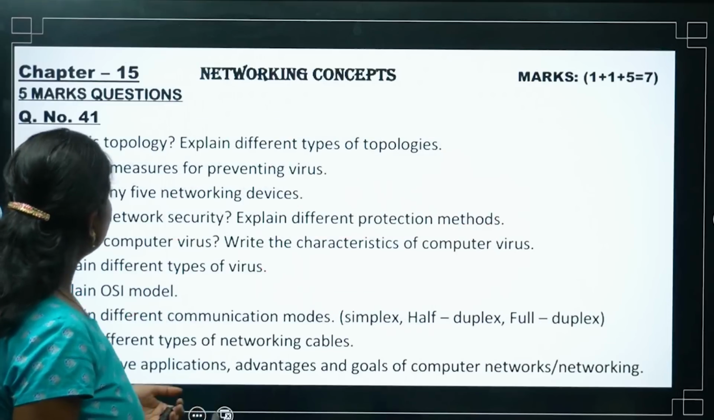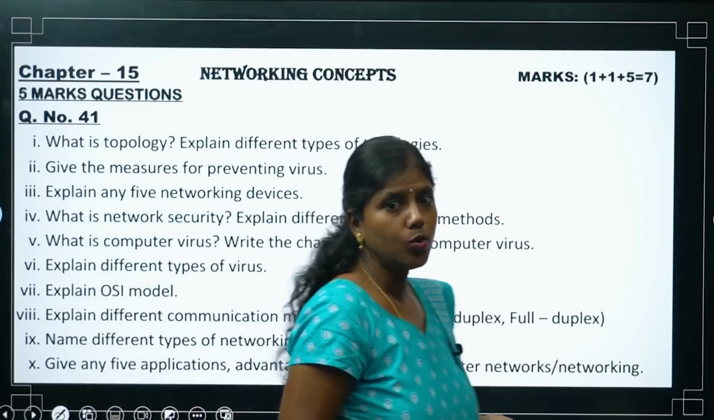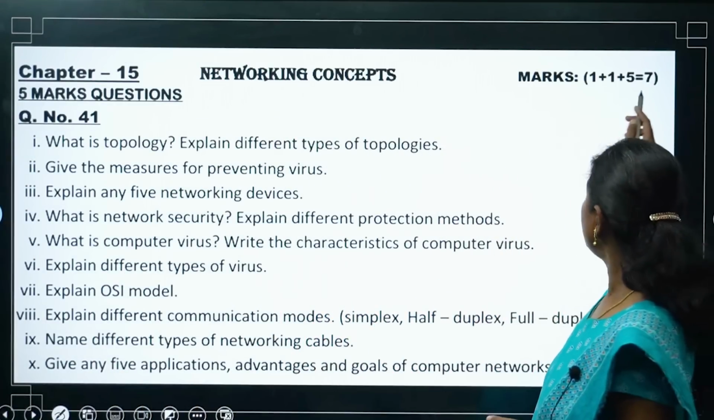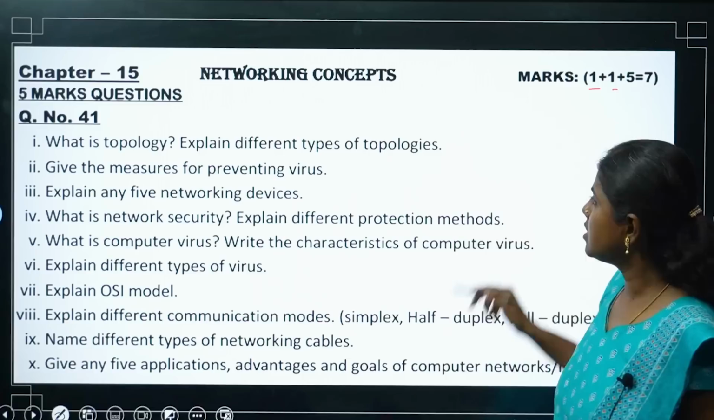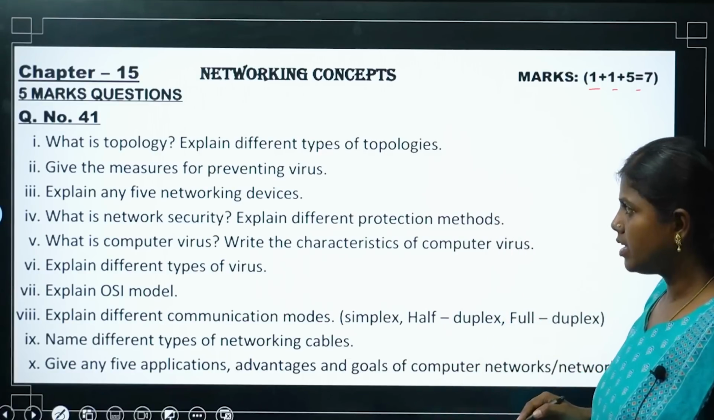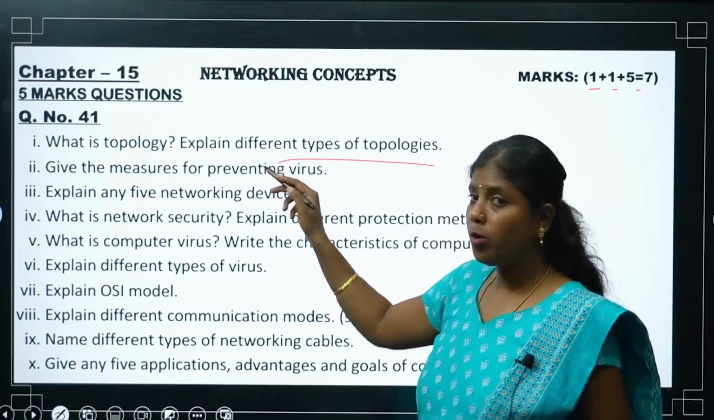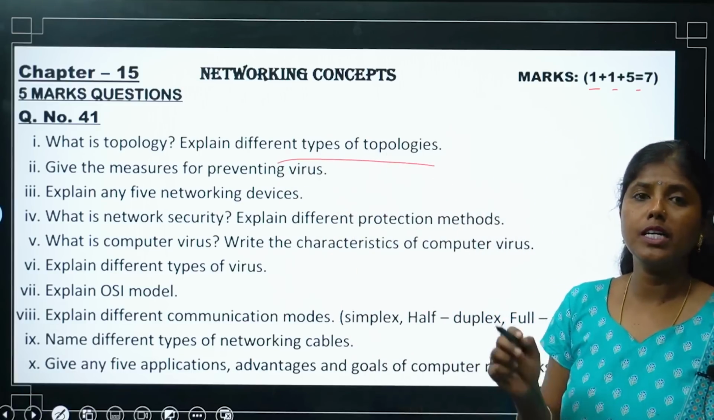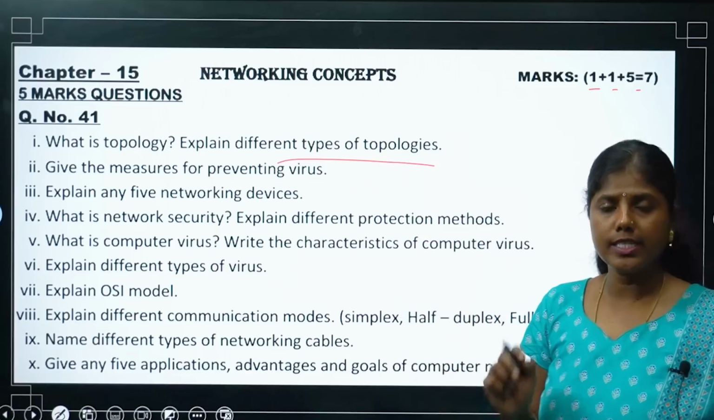So we'll go to chapter 15. That's going to be networking concepts. Totally, it's going to carry 7 marks. You're going to get 2 MCQs and then one 5 marker. So what is topology? Different types of topology. You have to explain bus, star, ring topology, extended star topology.